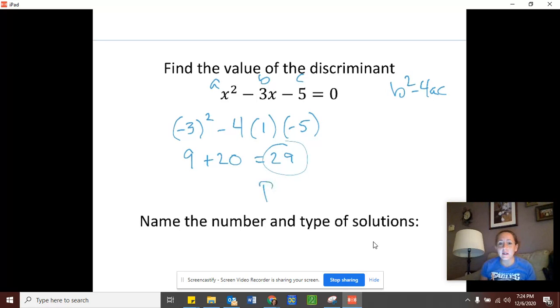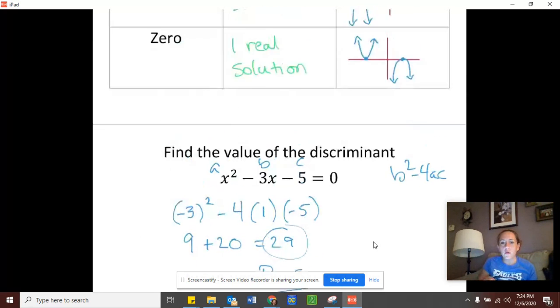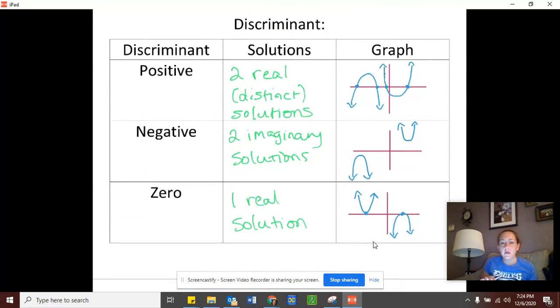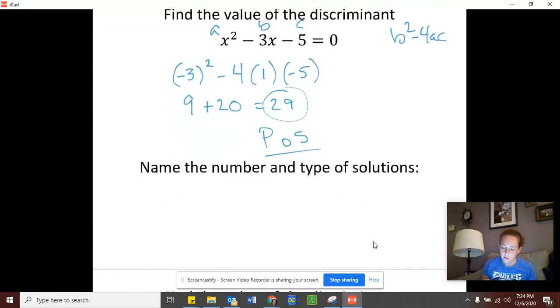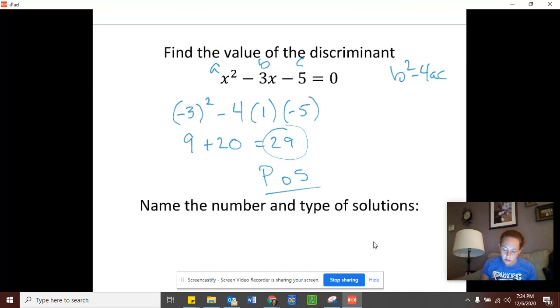So 29 is a positive number. If you don't remember, that's why I said to write this down. Go back and look. You have two real solutions. Two real solutions. That's all you have to do right now, okay? At the second half of the week, we're going to actually find out what those solutions are. But right now, it's just two real solutions. That's all you got to do, okay?